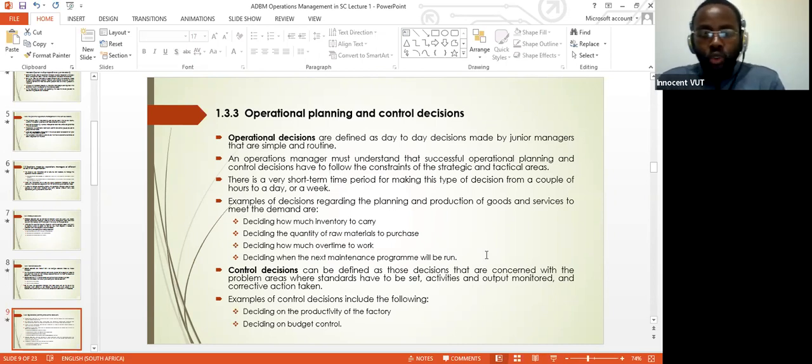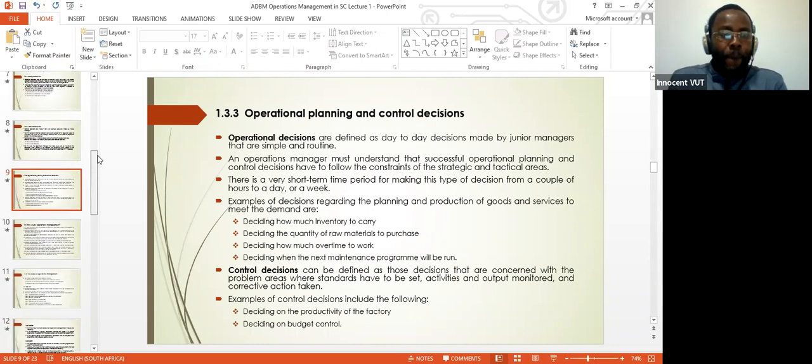So examples of control decisions include deciding on the productivity of the factory, and then deciding on budget control. These are some of the examples of control decisions. So these are the three levels of decision-making for operations managers.